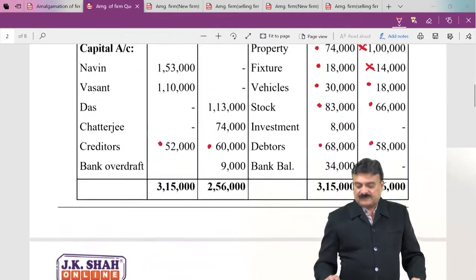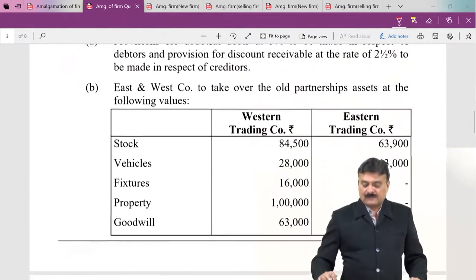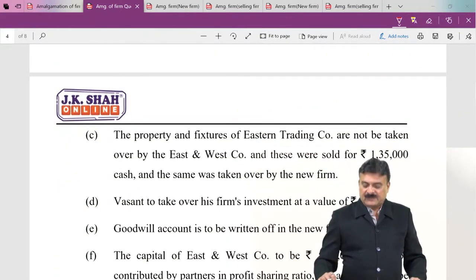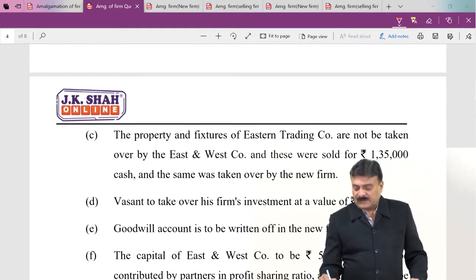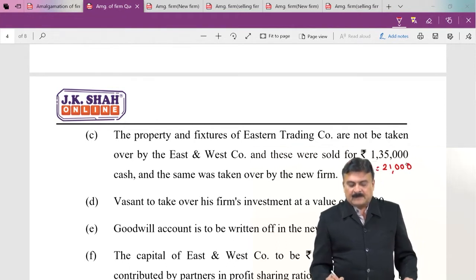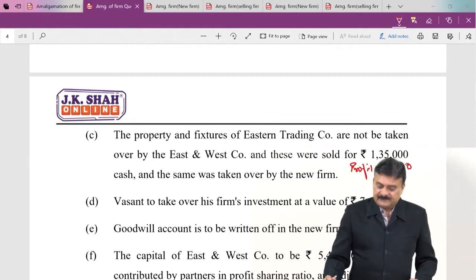See, both these assets 1,14,000. So, book value was 1,14,000 and we are selling them at 1,35,000. That means there is a profit of 21,000. Here you can easily see a profit of 21,000, and that is sold for cash, and that cash is taken over by the new firm.